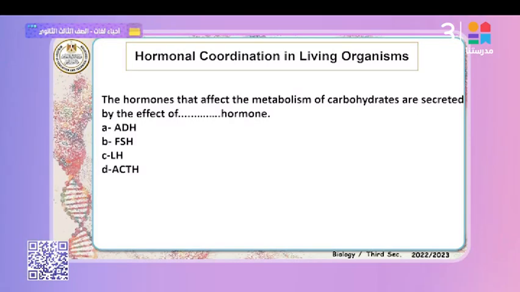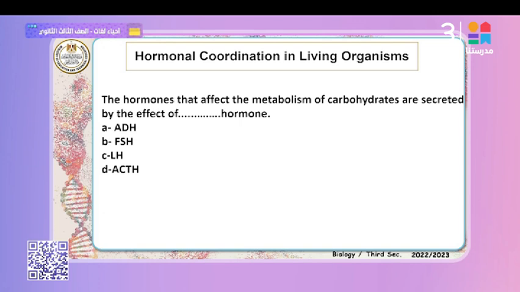The hormones that affect the metabolism of carbohydrate are secreted by the effect of which hormone? ADH, no, ADH is related to the osmolarity of the blood and the osmolarity of urine. FSH affects both male and female. In females it plays an important role in the formation of the Graafian follicles, which secrete a specific type of hormone called estrogens. FSH affects the males directly in the formation of the seminiferous tubules, and is not related to this question.